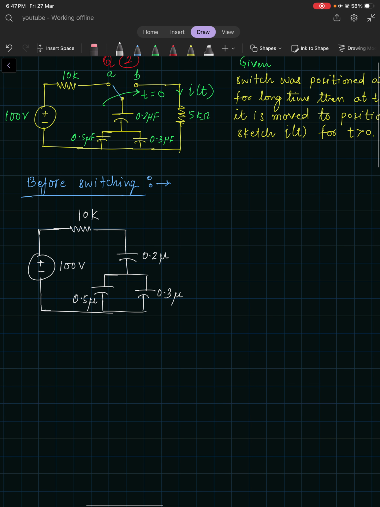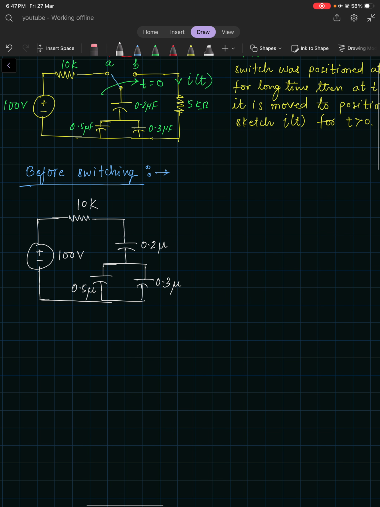So here we can solve for C equivalent. These two capacitors are in series, sorry, they are in parallel. In parallel they will be added, 0.5 and 0.3 is 0.8 microfarad, and then that 0.8 and 0.2 will be in series. So again C1 C2 upon C1 plus C2. I am directly solving, so there is no concept involved here. 0.2 into 0.8, again in microfarad units, and 0.2 plus 0.8 is 1 in the denominator, and 0.16 in the numerator.